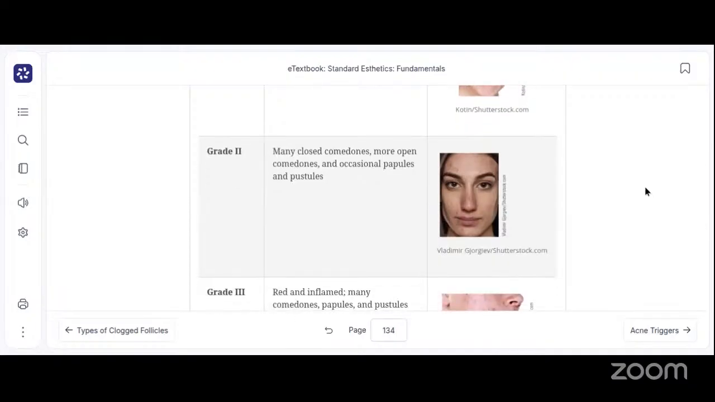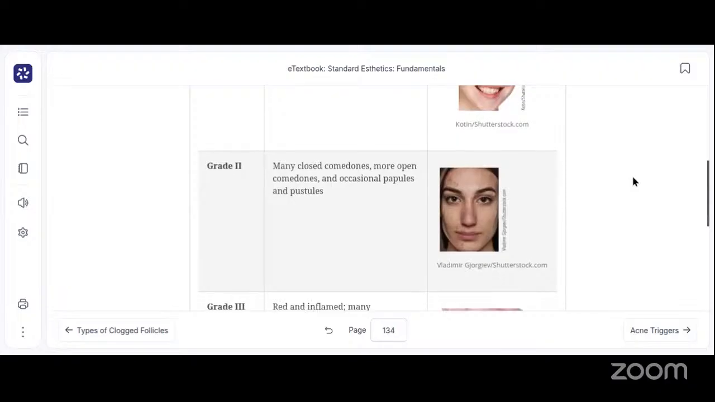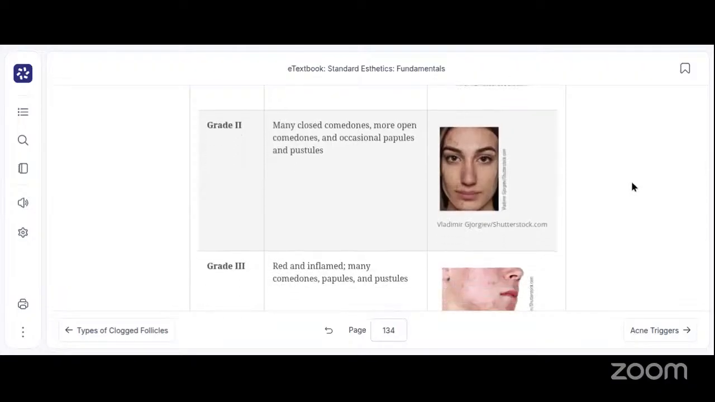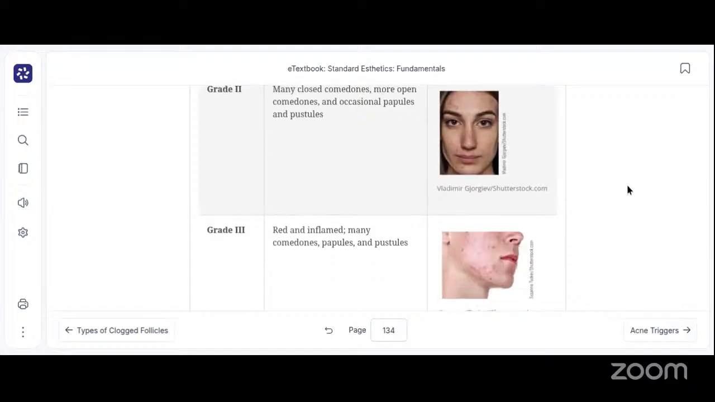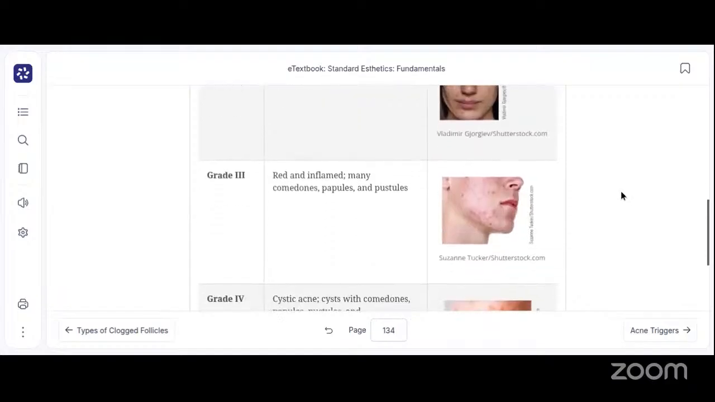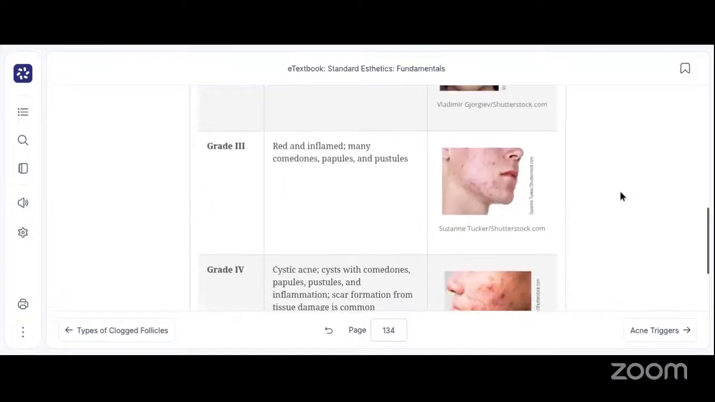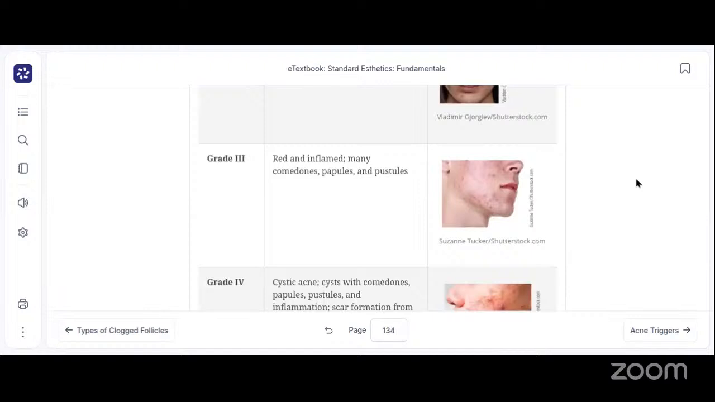Grade 2, closed comedones. So you're seeing blackheads, you're seeing whiteheads, and you may see a few pimples, okay? Grade 3, you see more pimples than grade 2. Now you're starting to see some red and inflamed. You see many blackheads, many comedones, many papules, which are the dry pimples. And now you see the pimples with the pus in them as well, and you see associated redness and inflammation.